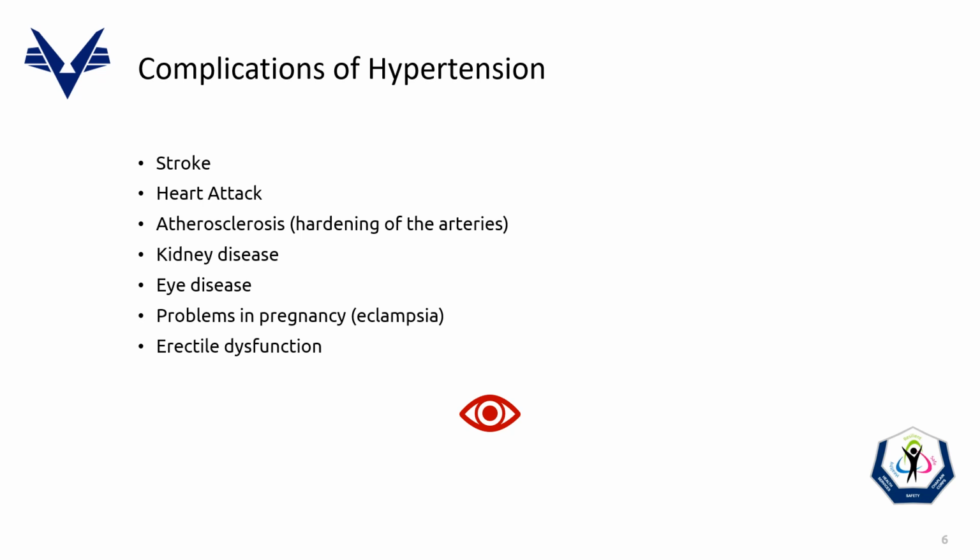Now, let's discuss complications of hypertension. The excessive pressure on your arterial walls caused by high blood pressure can damage your blood vessels as well as organs in your body. The higher your blood pressure and the longer it goes uncontrolled, the greater the damage. Some of the complications include heart attack, stroke, or other health problems.